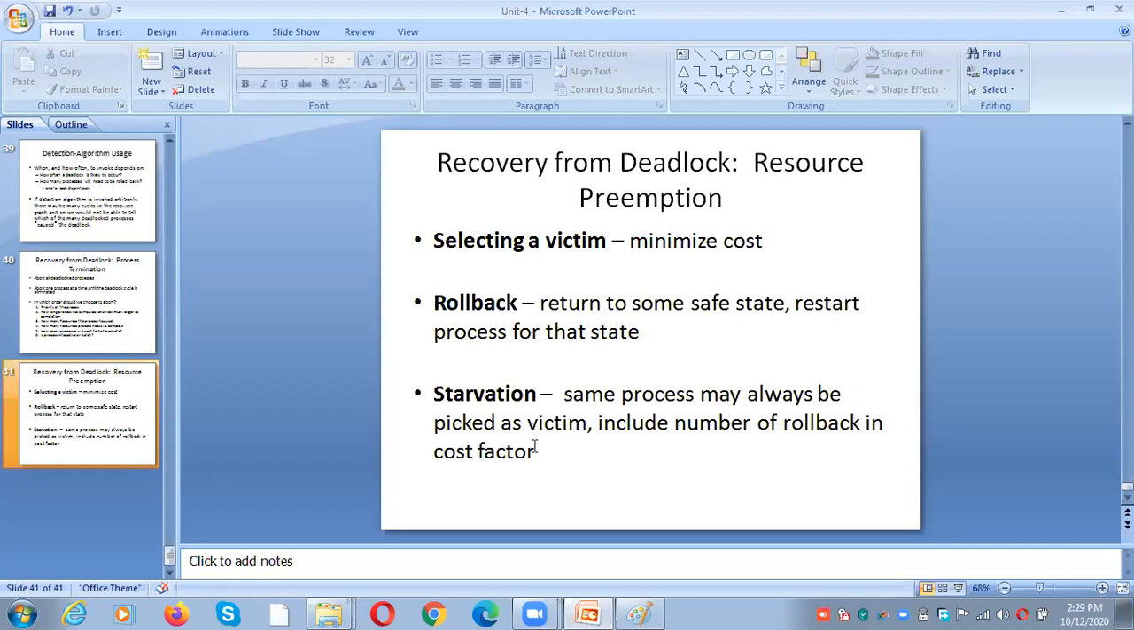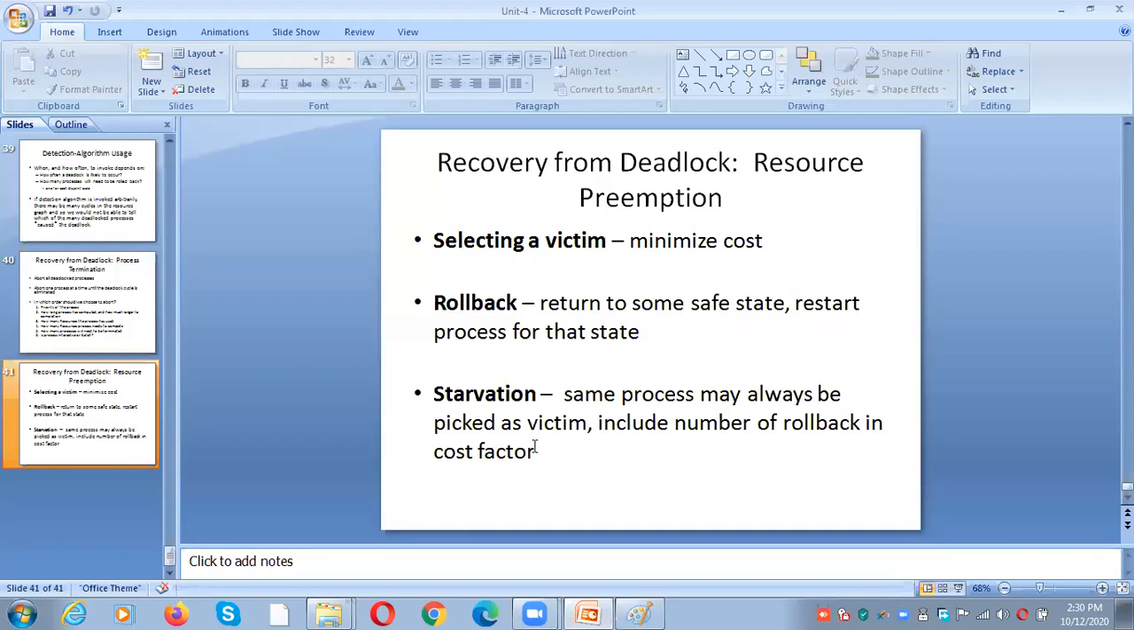And then starvation. Whenever you pick a particular process as a victim, each time you should not pick the same process. For example, I already told you in a machine we have high priority processes as well as low priority processes. Every time if you choose a low priority process as a victim, then the low priority process will never get a chance to complete its task. So the low priority process should not always be chosen as a victim. That problem is called starvation. Always the low priority process will be selected as a victim process. Okay, that is the starvation problem.